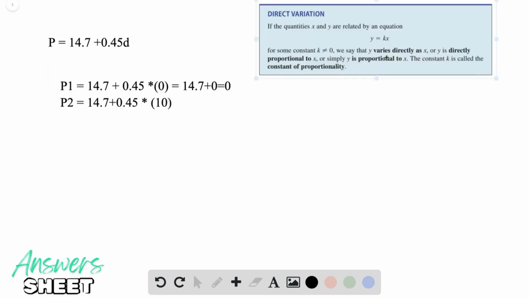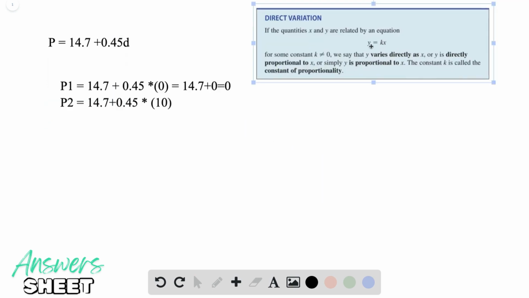So it says that whenever y equals kx and k is not 0, then we say that it's a direct variation. So let's keep going. So P2 equals 14.7 plus 4.5, and that will be equal to what? If you plug it in the calculator, you'll get 19.2.